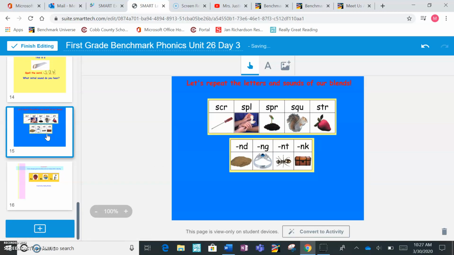All right. Let's go over some of our 3-letter blends. Scr, spl, spr, squ, str. And some ending blends. Nd, ng, nt, nk.